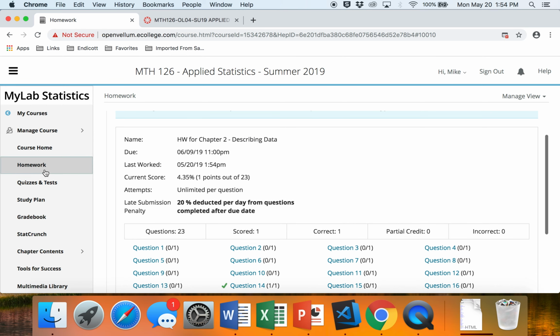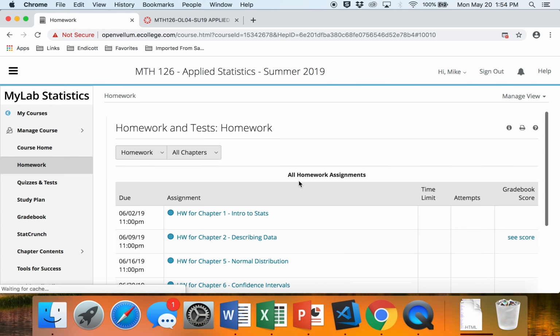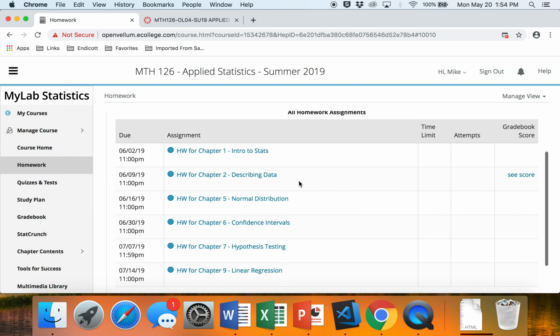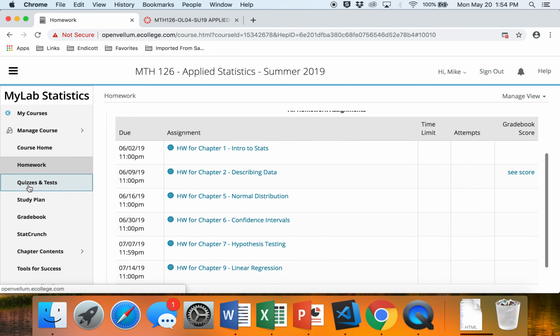Okay, so that's homework, which for sure is something you're going to look at in here. The other thing you're going to perhaps use in here is to get access to the textbook. Now, it's a little bit not great in terms of the system. I don't know why they don't say textbook over here. But the way to get to the textbook is to click on this link here, chapter contents.